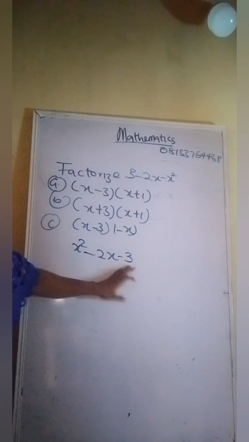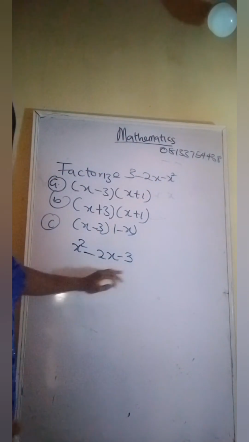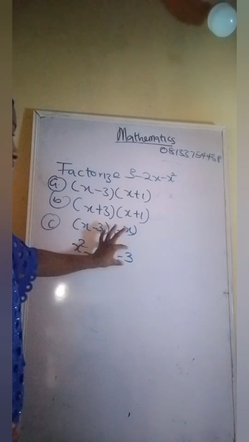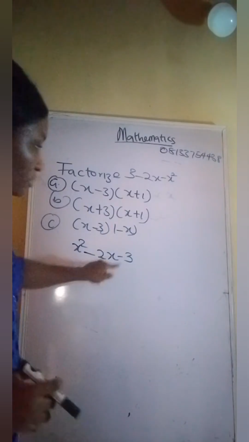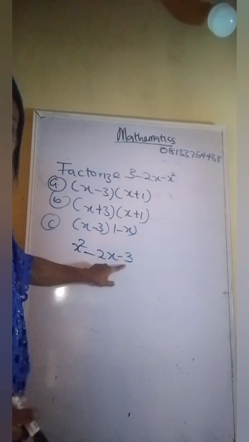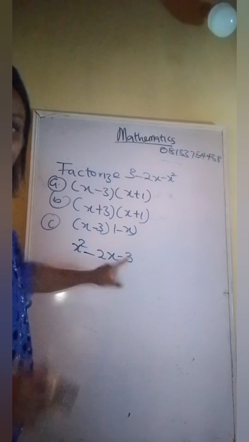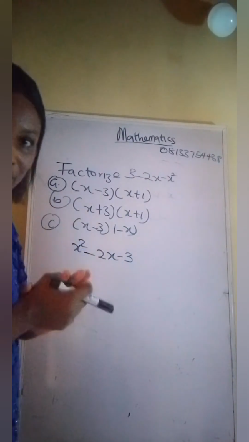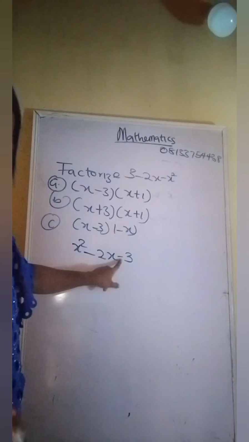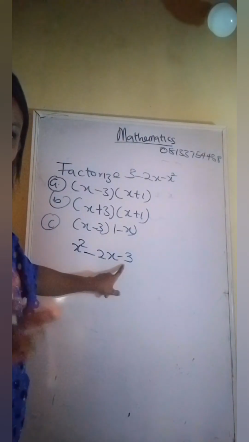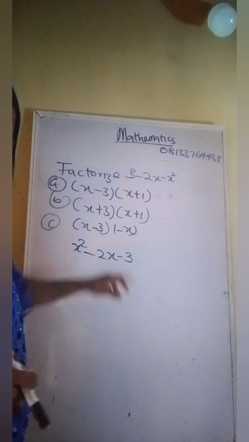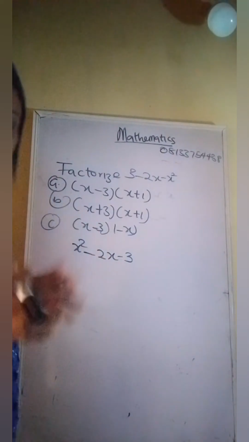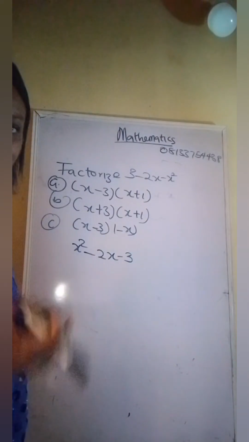Looking at this now, we have 2x and 3. This is what we're after. Now, what will you multiply together that will give you minus 3, and when you add them, will give you minus 2? Please don't forget the sign here is minus 3, so don't take it off. You think deeply, what is that thing? That's why you should know your signs. If you know your signs, you won't have issues.